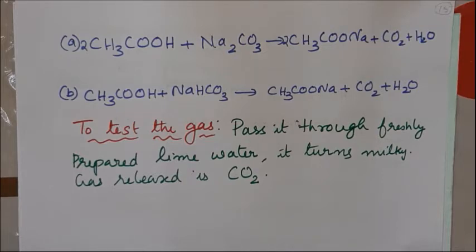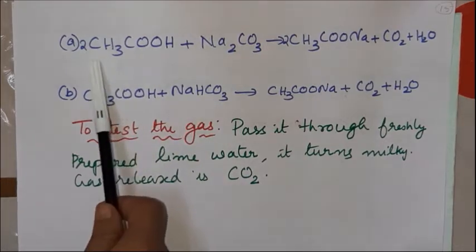What you have to do is take a test tube, add a little bit of ethanoic acid, and take a spatula of sodium carbonate or bicarbonate. The reaction takes place, brisk effervescence is observed, sudden evolution of gas is observed. As soon as the gas is released, pass the gas through a test tube containing freshly prepared lime water. This is required to test whether the gas issued is carbon dioxide or not. We need to test that.